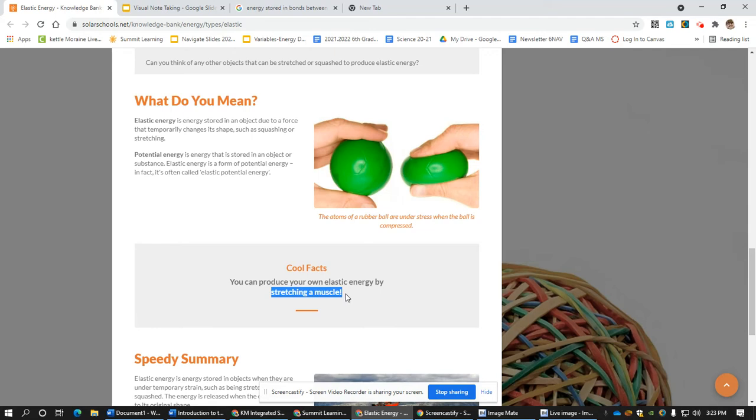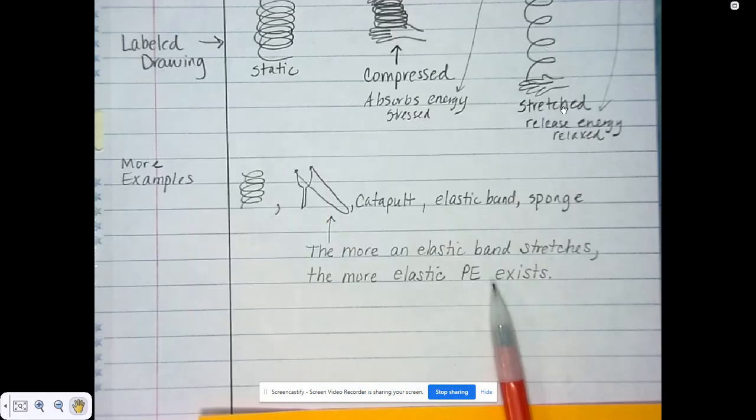We can all stretch a muscle, compress a muscle, stretch it, relax it, just like you're changing the shape of all of these other things. You're changing the shape of your muscle as well. So I'm going to continue on and try to write down the definition of elastic energy and potential energy. So I'm going to move on. Again, if you need to pause your video at any time, go ahead and do that.